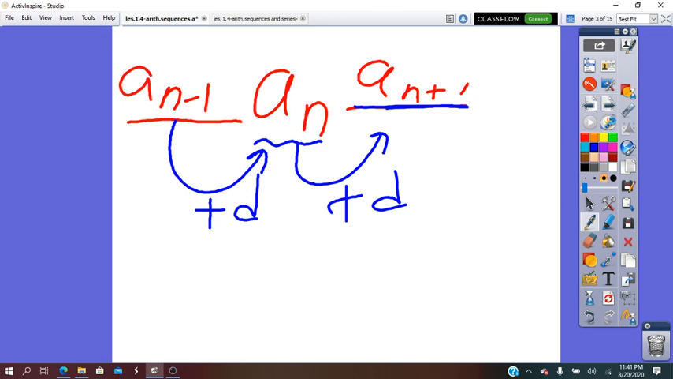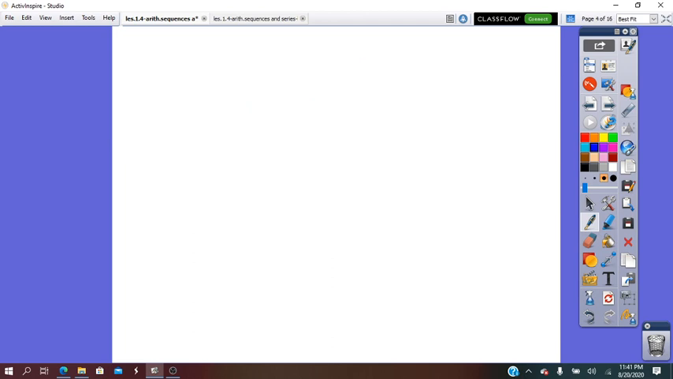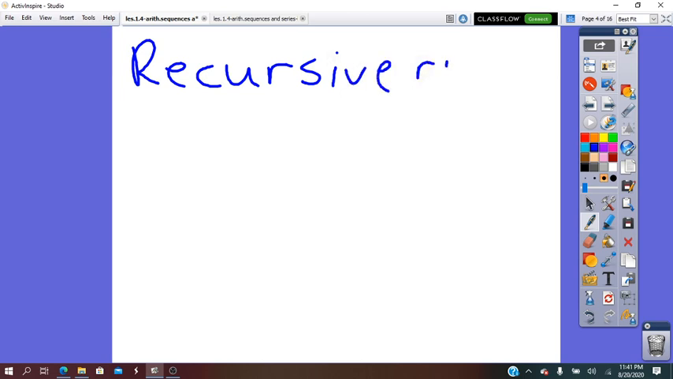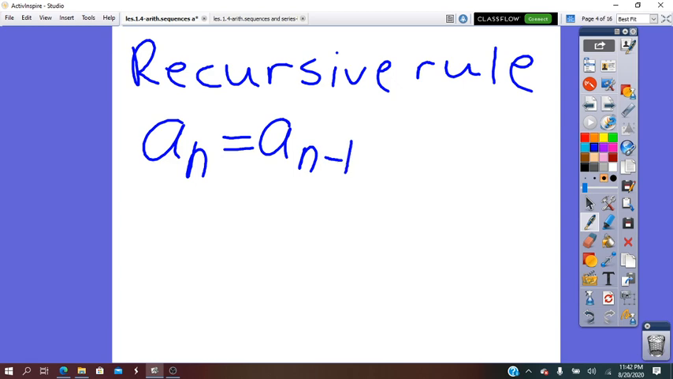To find a missing term in the sequence, there exist two different rules. The first one is called the recursive rule, and the other one is called the explicit rule. The recursive rule is not generally used because it is useful to find only the first few missing terms in the sequence. If I have to find the nth term, I need to know the term before it, which is AN minus 1, and then I do plus the common difference.